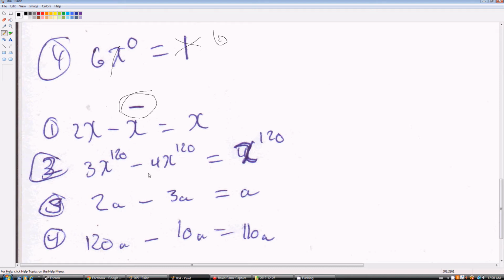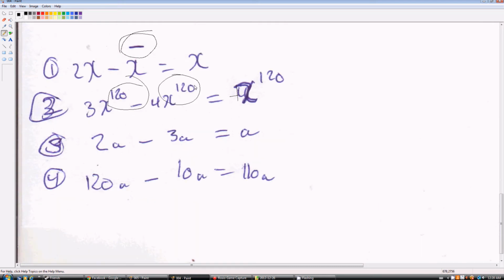3x plus 120 minus 4x is actually going to be negative because 3x minus 4x is going to leave negative 1, and there's an imaginary 1 here, so that is negative x to the power of 120. Now if this power here was different than this one, you cannot add them. But because they are the same, they are compatible, therefore they can be added or subtracted in this case.